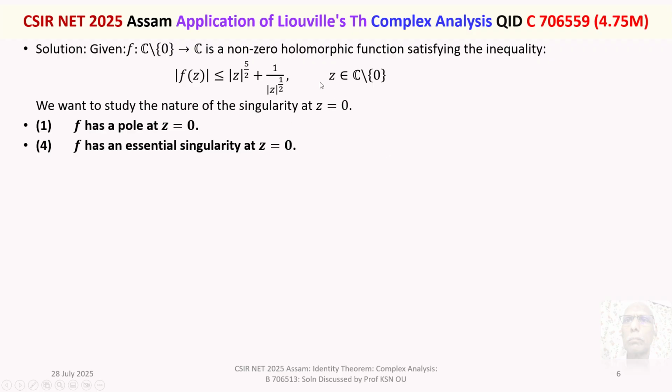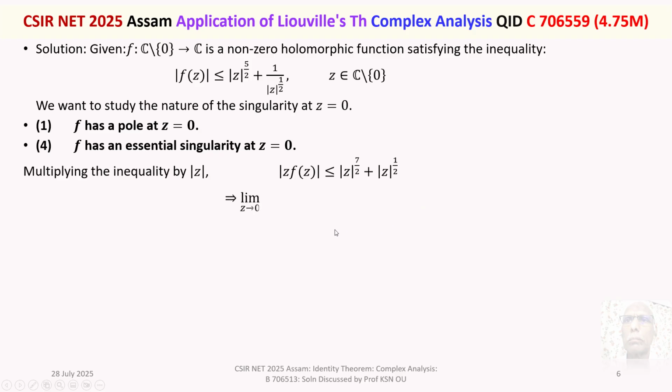Now take the inequality and multiply throughout by mod z. Then it will be mod of z times f(z) less than or equal to mod z into mod z to the power of 5 by 2, that is mod z to the power of 7 by 2, plus mod z into 1 by mod z to the power of 1 by 2, which is mod z to the power of 1 by 2.